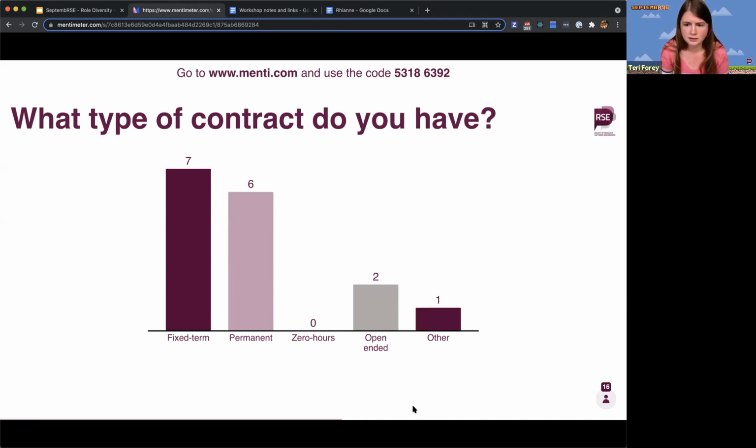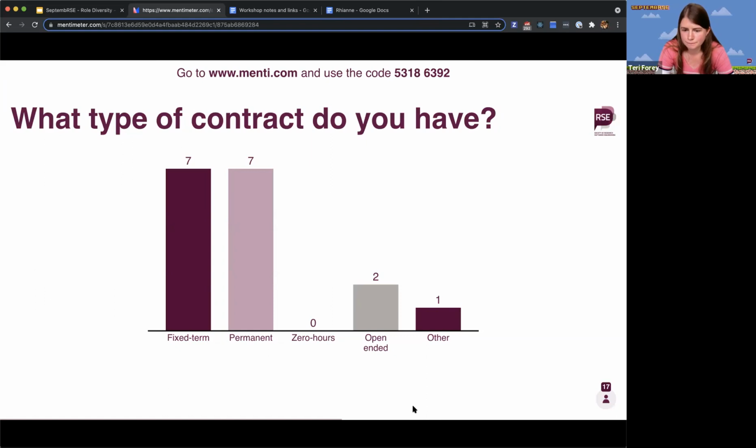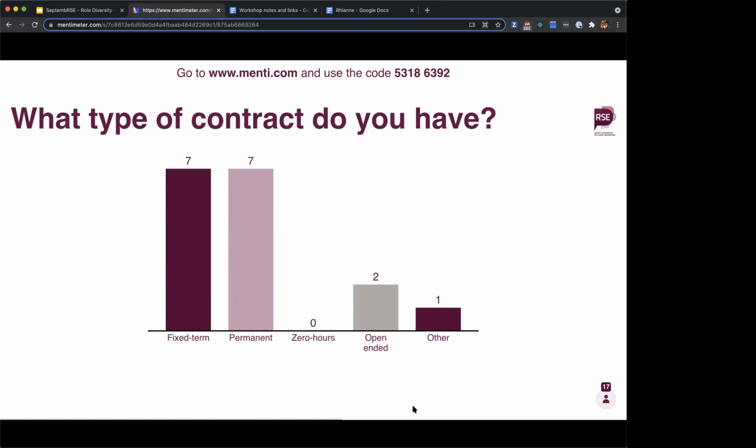I've got one other. Would the person who said other like to shout out about what kind of contract they have? Yeah, it's me again. It's because 2ITC has its financial home in the US, so under British law, I'm actually self-employed. But then I'm also hired as a permanent member of staff, but we're also a startup, which means we don't know where our money's coming from yet. So it's kind of also in the open-ended bracket.